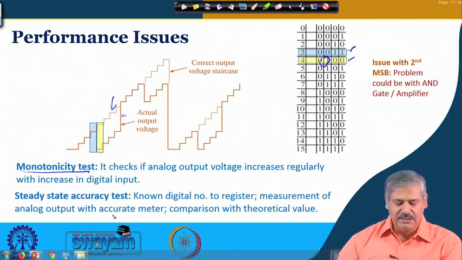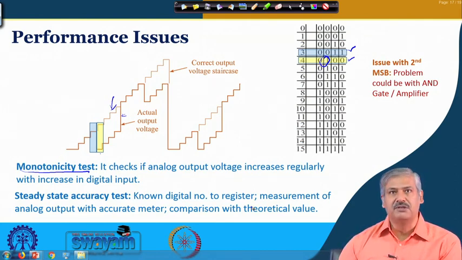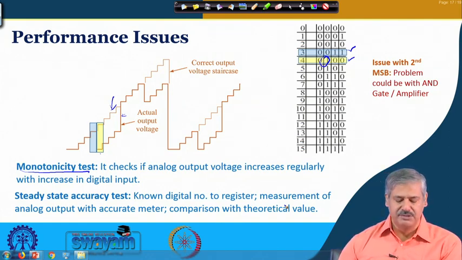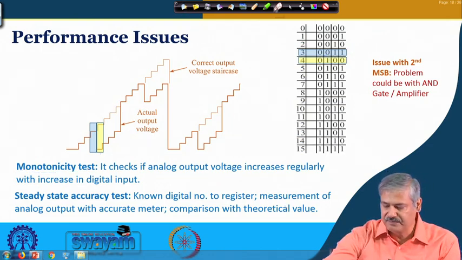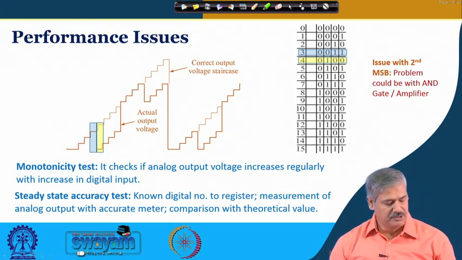Another test is the steady state accuracy test. A known digital number is given to the resistor network, and you measure the analog output voltage with a steady accurate meter and compare it with the theoretical value. So that is the accuracy that we have already talked about. These are important things that you perform.